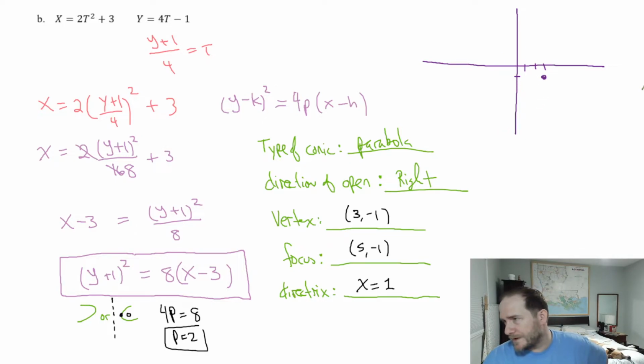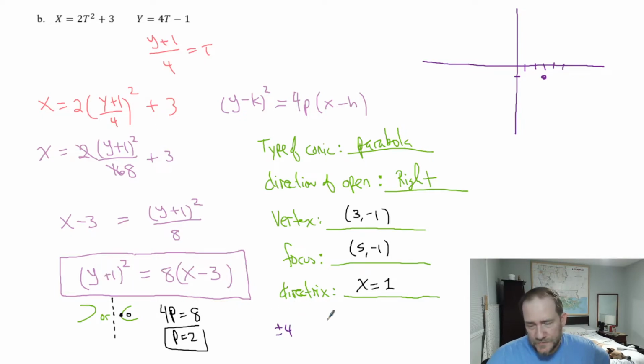We know we open to the right, so you could just let x equal 4. If you let x be 4, then 4 minus 3 is 1, you'd end up with 8, and then you'd be taking the square root of 8. Why don't we let x be 5? Because if we let x be 5, then 5 minus 3 is 2, 8 times 2 is 16, and you can take the square root of 16 to get plus or minus 4.